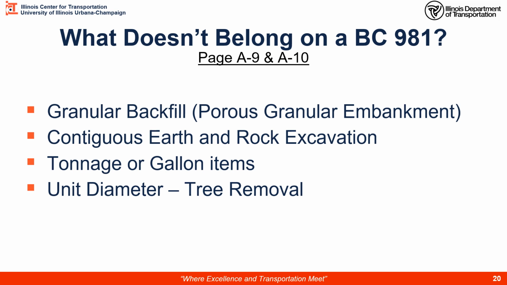Again, what does not belong on a BC 981? Granular embankment, contiguous earth and rock excavation. We don't know where the earth and the rock starts and ends. We can't quantify those. Tonnage or gallon items that are converted from a tonnage. So these are my paid by weight ticket items, not on a BC 981. Unit diameter for tree removal. Why would we not agree to tree removal? Well, what happens over the years? Trees grow and their diameters are likely going to increase. So we don't know accurately enough. We can't agree to this one either.